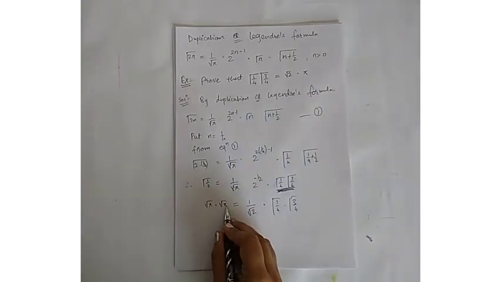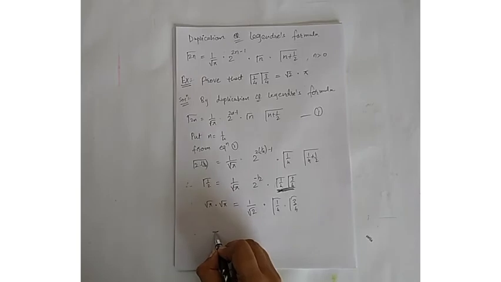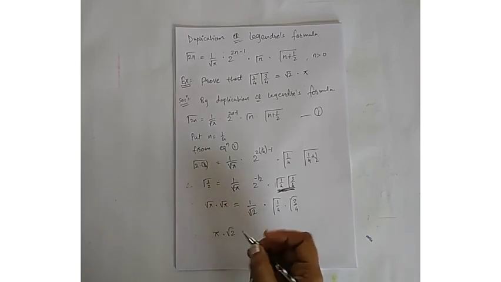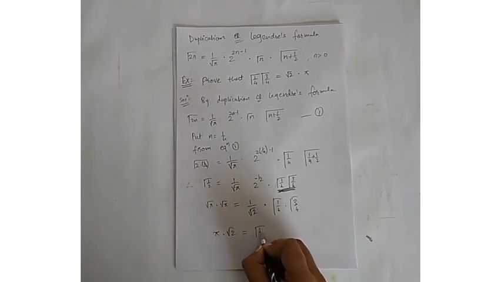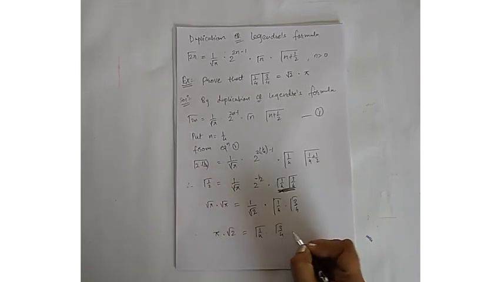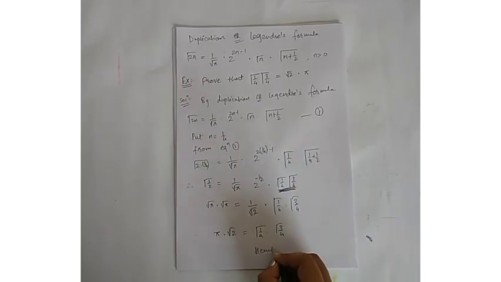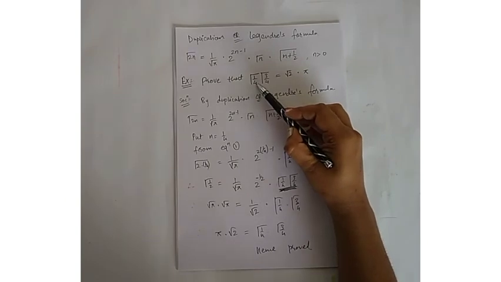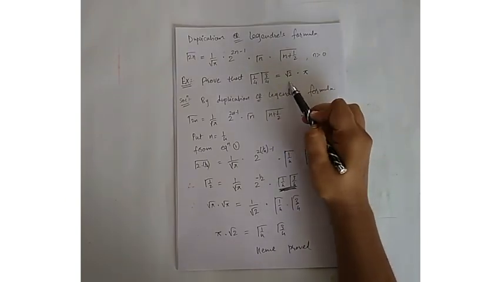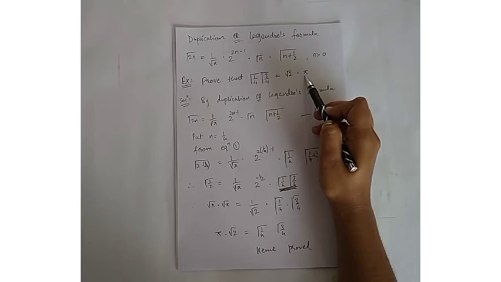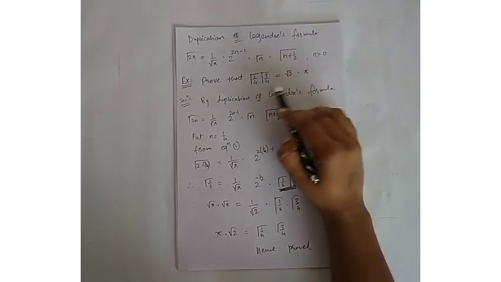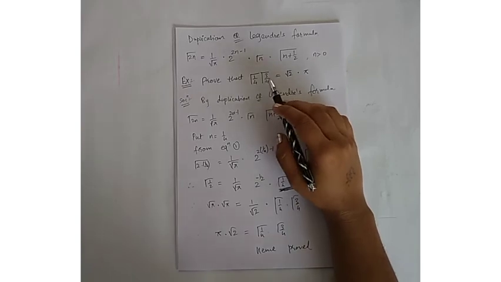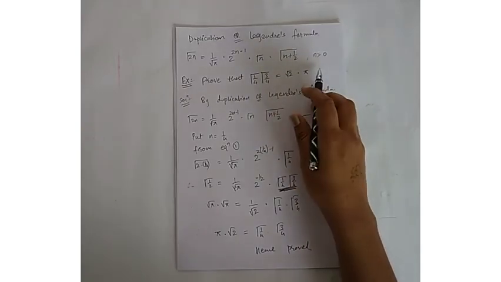Square root of pi into square root of pi is pi, and multiply by square root of 2 here, so pi into square root of 2 is equal to gamma 1 by 4 into gamma 3 by 4. So hence proved, that is gamma 1 by 4 into gamma 3 by 4 is equal to square root of 2 into pi. Please remember this value, because we are using this value in the next example.